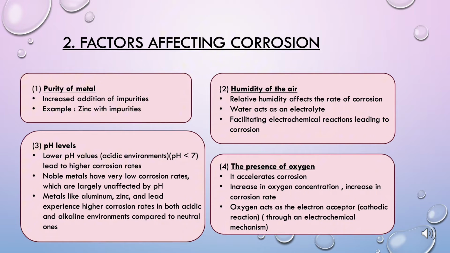And the last one, the presence of oxygen accelerates corrosion. An increase in oxygen concentration usually gives an increase in corrosion rate. Corrosion occurs through an electrochemical mechanism where oxygen acts as the electron acceptor, in the cathodic reaction. In the presence of water, dissolved oxygen reacts with electrons from the anodic oxidation of iron.